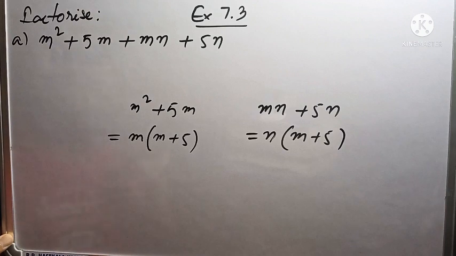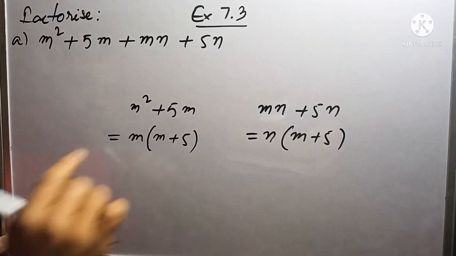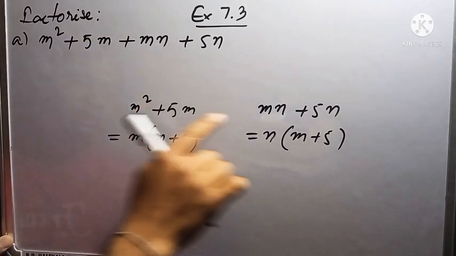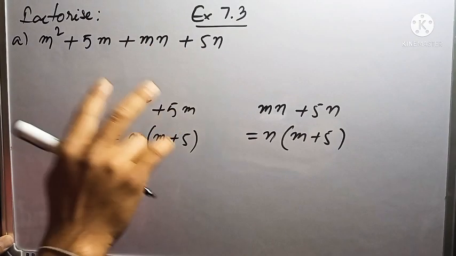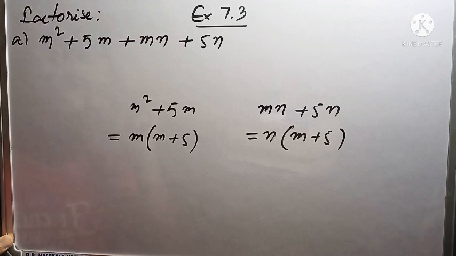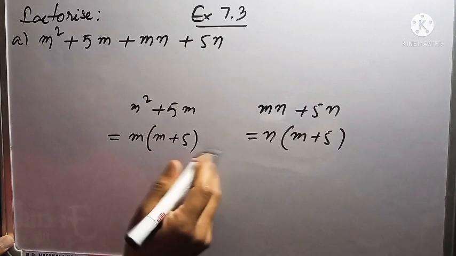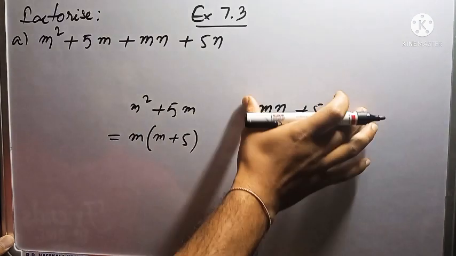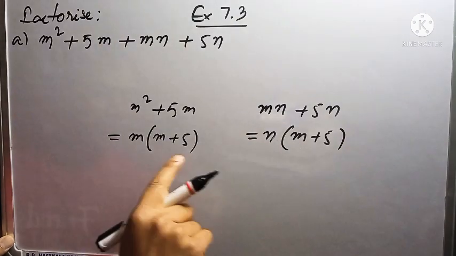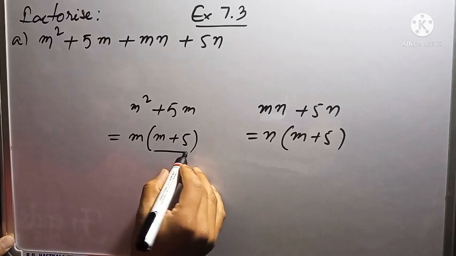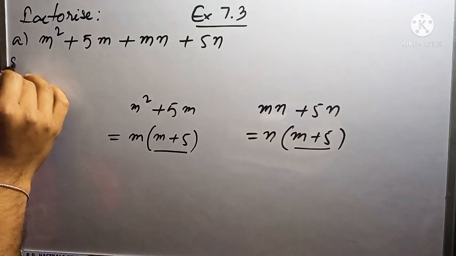So how did I do it? First, I make the groups. How many groups? 2 groups. The first group consisting of the first 2 terms, and the second group consisting of the last 2 terms. After making the groups, I have taken the common. So that I get here m into m plus 5 whole. Similarly, the same process I have done for the second group, and I get here n into m plus 5 whole. So I find here m plus 5, and again I find here m plus 5. Okay, so let me show you the solution now.